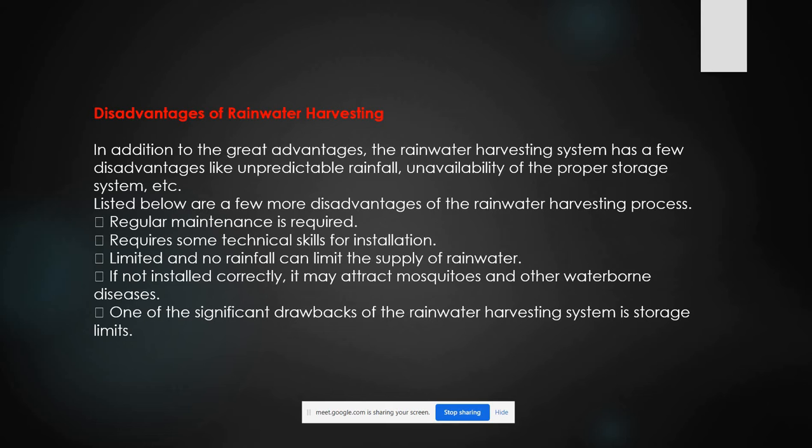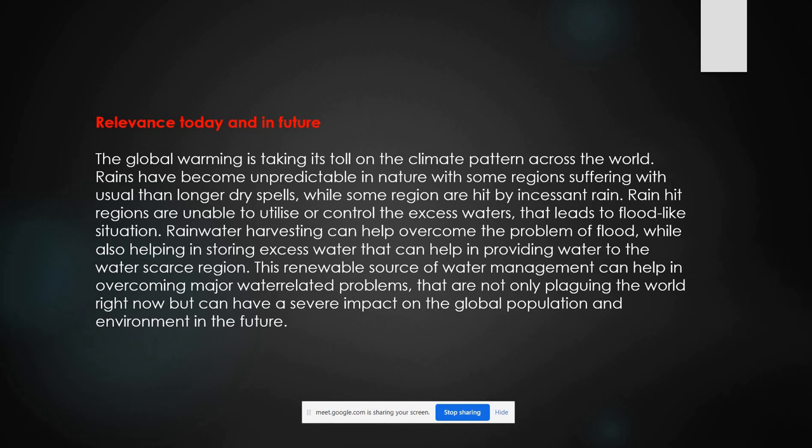Other relevance today and in future of rainwater harvesting. Global warming is taking its toll on the climate pattern across the world. Rains have become unpredictable in nature, with some regions suffering longer than usual dry spells, while some regions are hit by insistent rain and are unable to utilize or control the excess waters. That leads to flood-like situations.